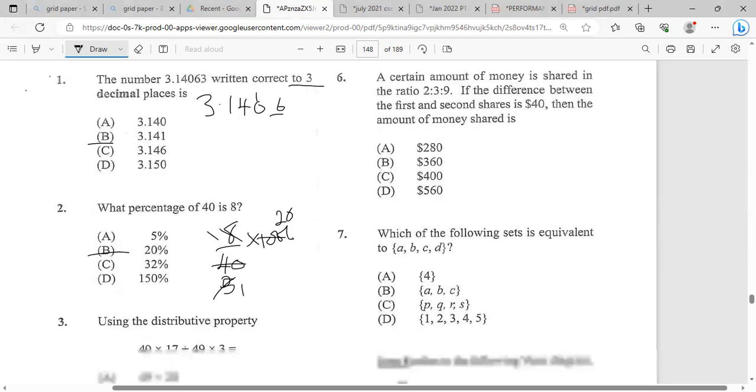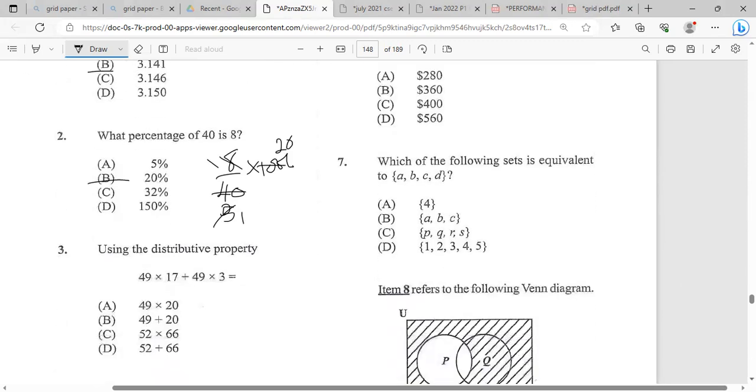It says using the distributive property, 49 multiplied by 17 plus 49 times 3 is equal to, so we take out 49 since it's common to both, and then we add 17 plus 3, which gives us 20. So that would be A.